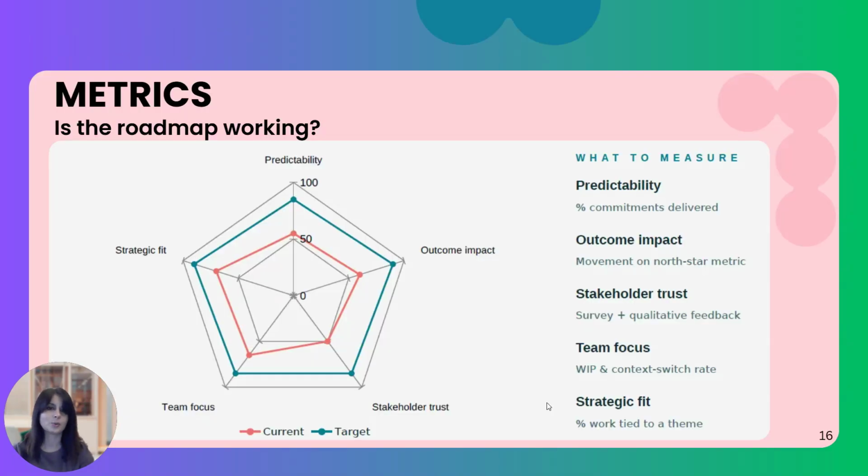So the metrics would be again, what are the things to measure while creating the roadmaps to make sure that it's working. These are the main concepts that you need to measure. It's about predictability, impact, stakeholder trust, team focus, and how strategically it fits. And as we see there, all five concepts are implemented while creating the product roadmap.